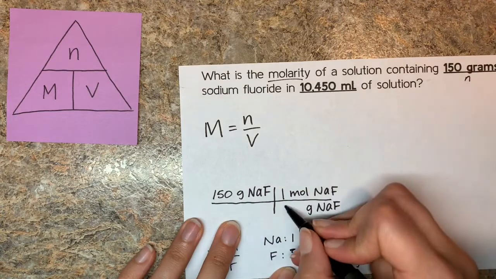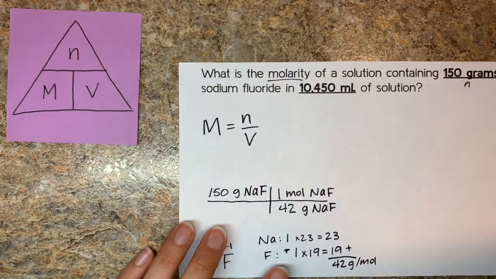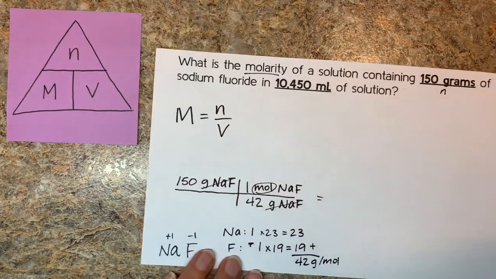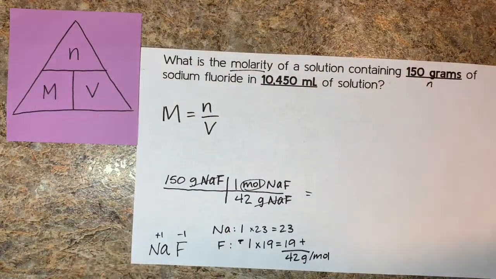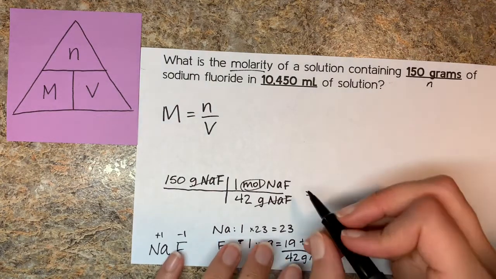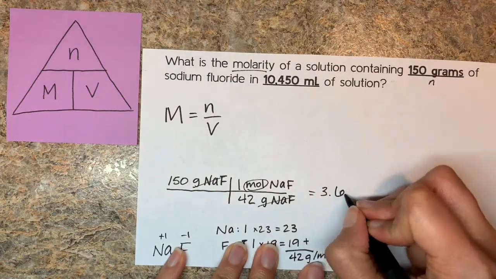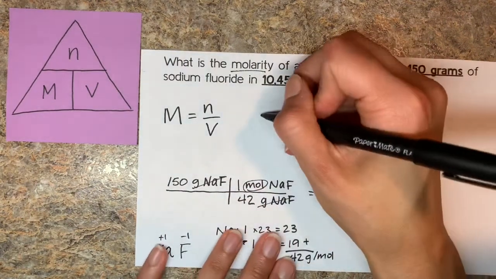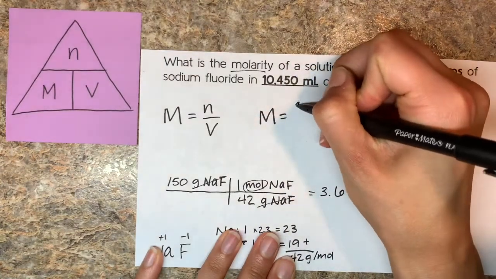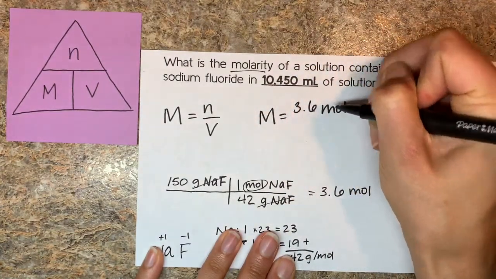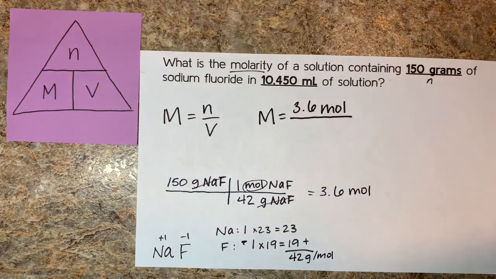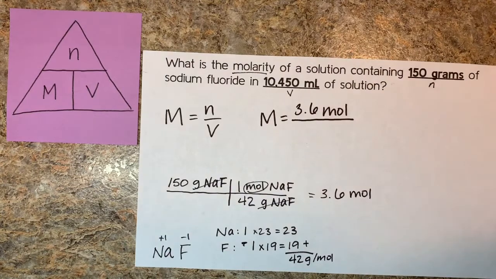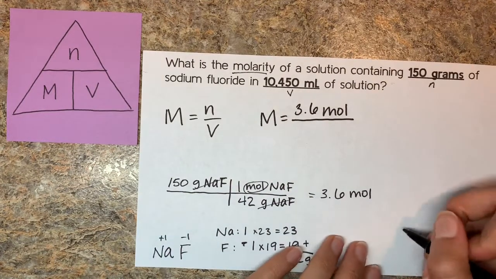So this number is going to come into my dimensional analysis. My grams cancel out. I'm left with moles. Now I can plug and chug. When I plug that into my calculator, I should get an answer of 3.6 moles. So that's my N value. I'm going to go ahead and plug that in, 3.6 moles. Now for my V value, which is this 10,450 milliliters, I need to convert that into liters.